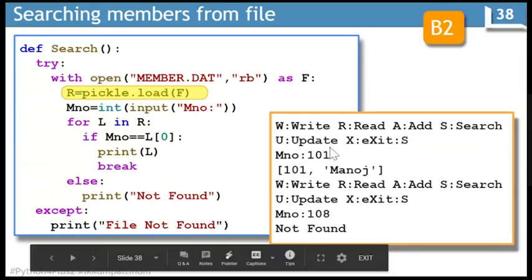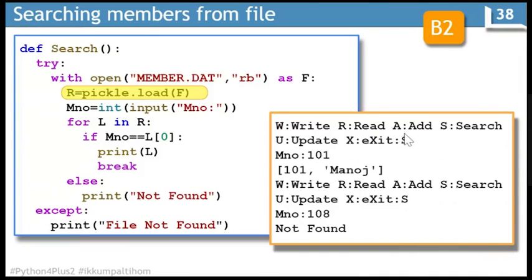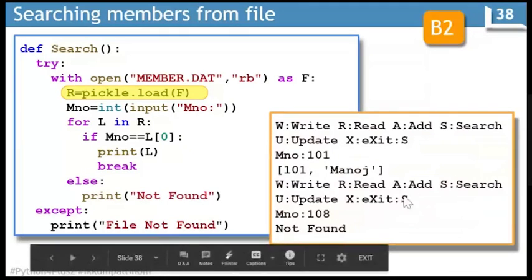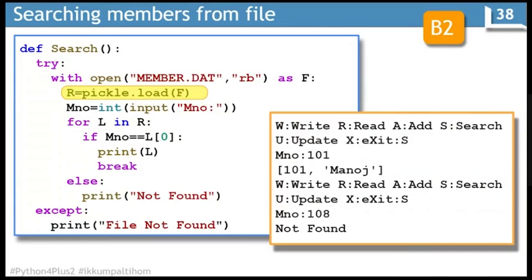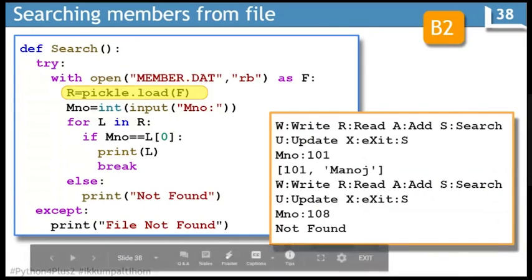So you can see here, if we opt for S, that is search, and we enter 101 as the member number, it will find 101 and it will display 101 Manoj. And second time, if we search for it and if we enter 108, obviously 108 was not part of file content, so it is going to display a message as not found.